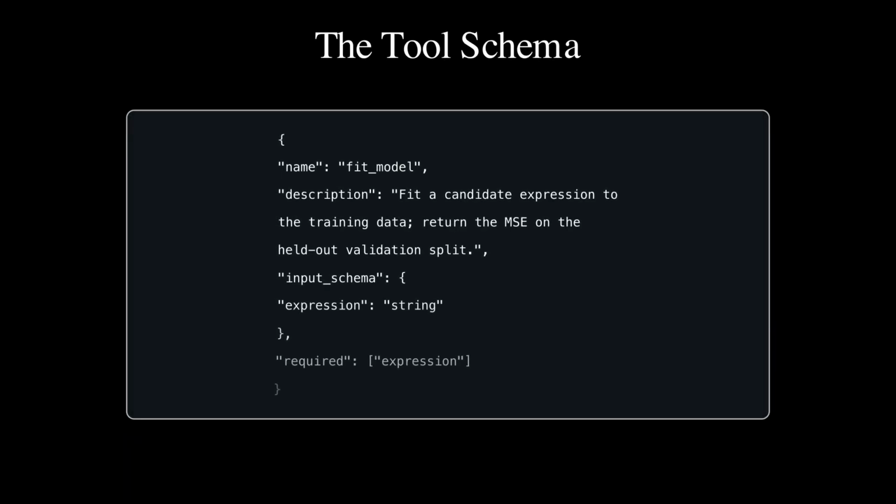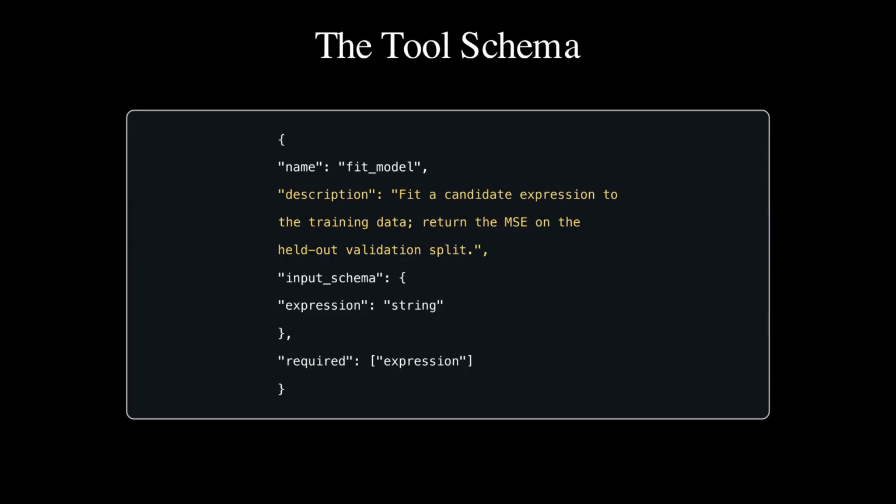Concretely, here is a tool schema in the shape the Anthropic API expects. A name, fit_model. A description, in plain English: fit a candidate symbolic expression to the training data and return the mean squared error on the held-out validation split. Then an input schema, one required parameter, expression, a string, with its own short description and an example.